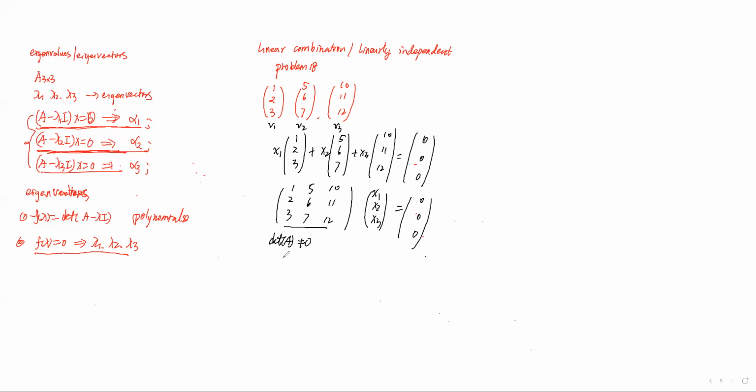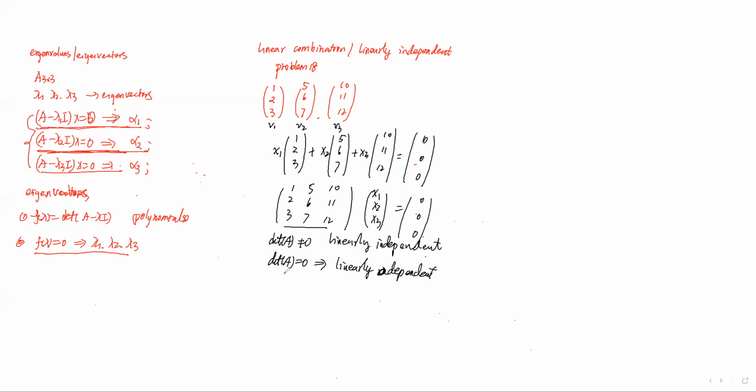Cool. So if the determinant of A is 0, it means the vectors are linearly dependent. Sorry, if the determinant is 0, you have many solutions, so they are linearly dependent.